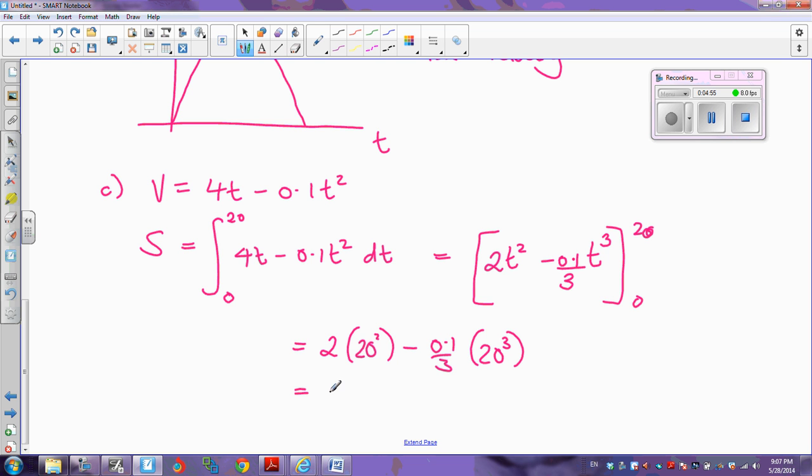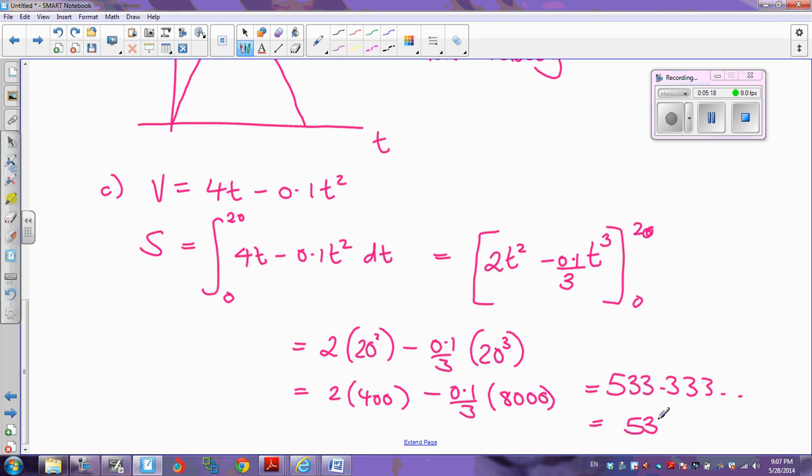So that's 2 lots of, well, 20 squared is 400, minus 0.1 over 3, and that's going to give me 8,000. And I stick that into my calculator, and I get 533.333 recurring. So the distance travelled, I'm going to round that to 3 significant figures, so 533 meters.